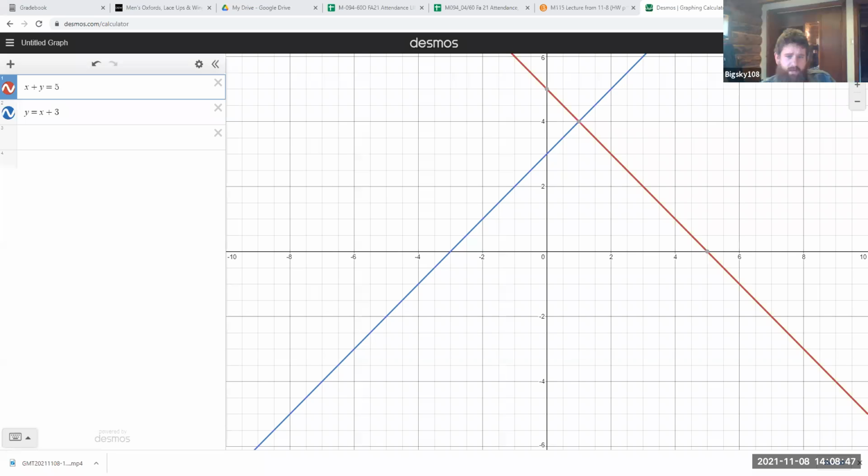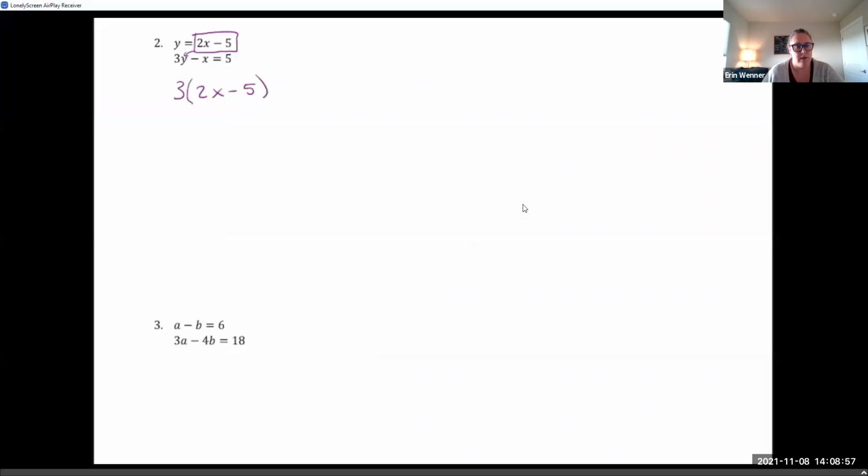Could we hop pages? The screen share is on your Desmos. I don't know if that was intentional, but. No, I thought I shared. Oh, it didn't change over. There we go. Can you see it right now? Okay.